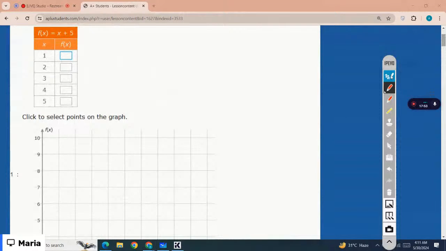Okay, so here you are given the equation f of x equals x plus 5. You need to use that equation, right? You are given the values of x. Just substitute these values in the function. Replace the x with 1. 1 plus 5 equals 6. That means when x is 1, f of x is 6.